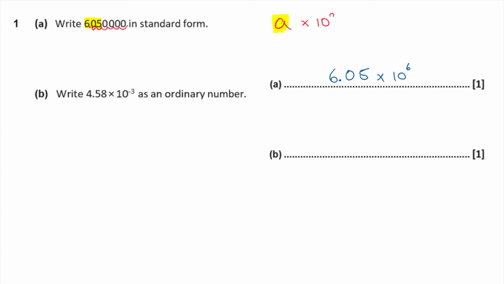Write 4.58 times 10 to the minus 3 as an ordinary number. Right, now again, this bit here is going to be my digits, so it's going to have a 458 in it somewhere. But I've got times 10 to the minus 3 here. Now the way I remember this is, for negative numbers, if it's 10 to the minus 3, you're going to have 3 zeros before you start writing your number. So 1, 2, 3: 1 in front of the decimal point and 2 after, and then the digits from the mantissa appear here. Okay, so it's 0.00458.